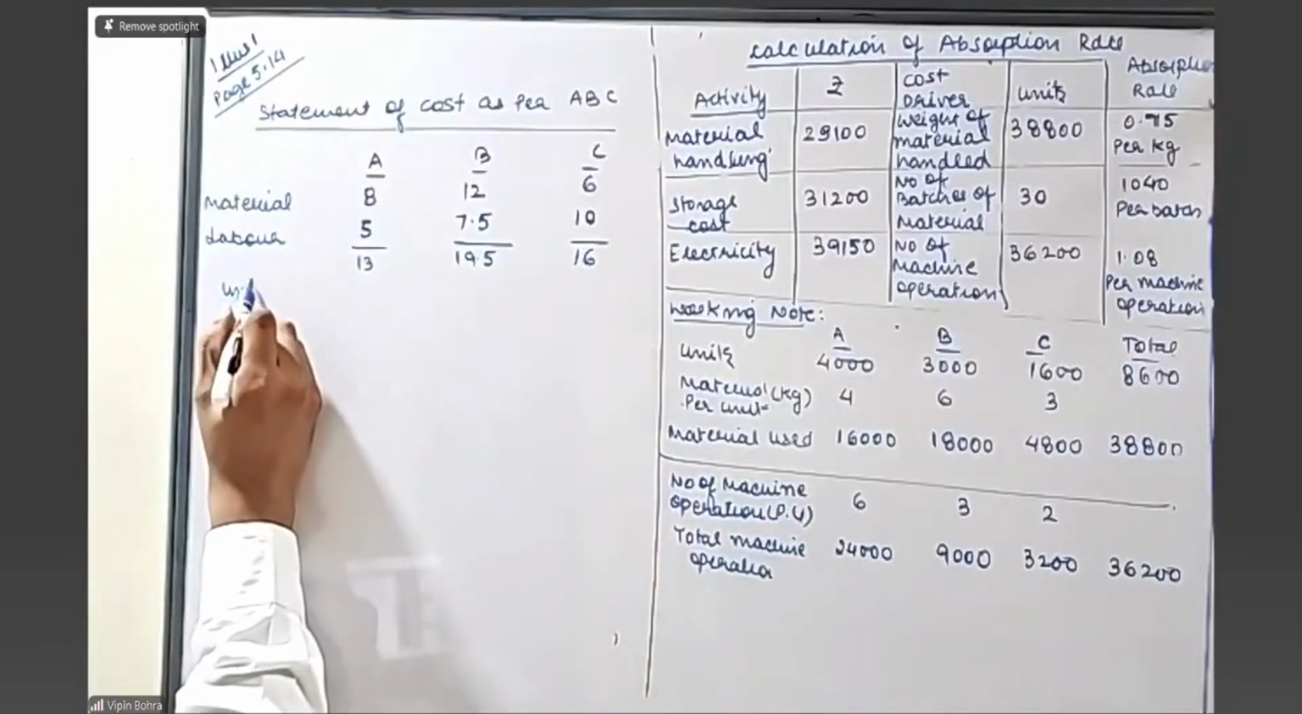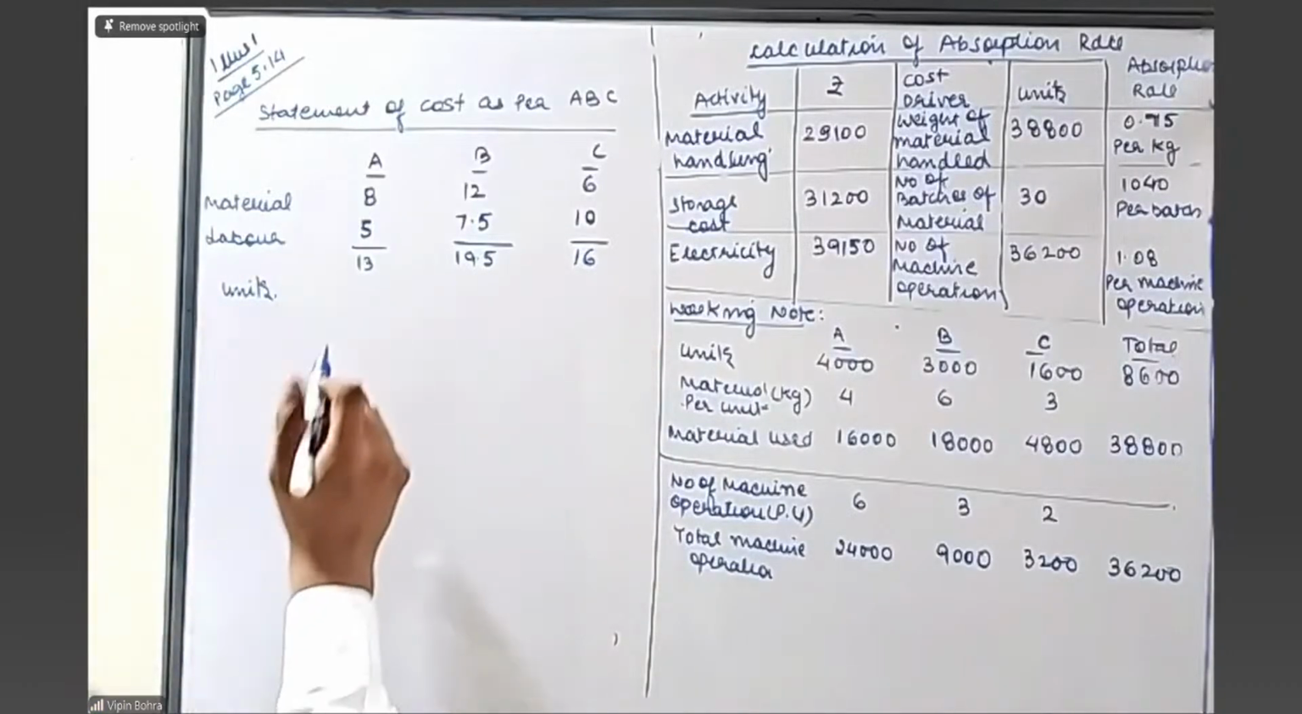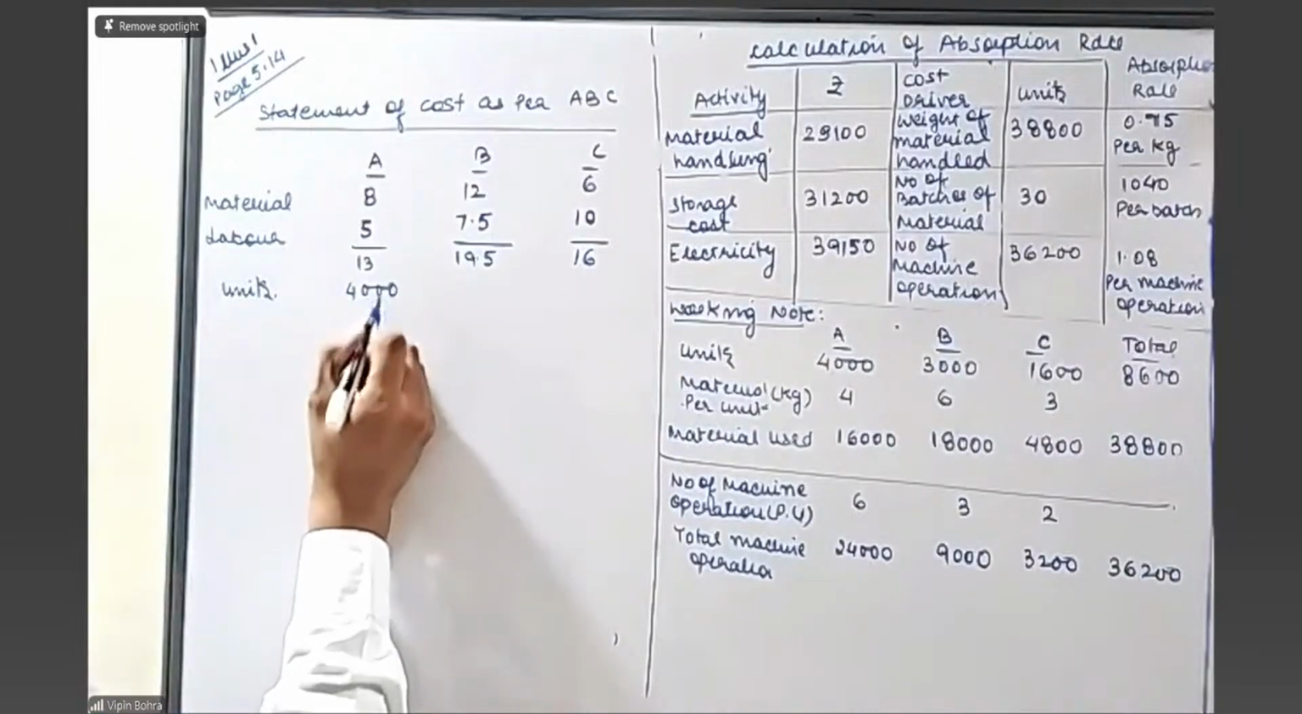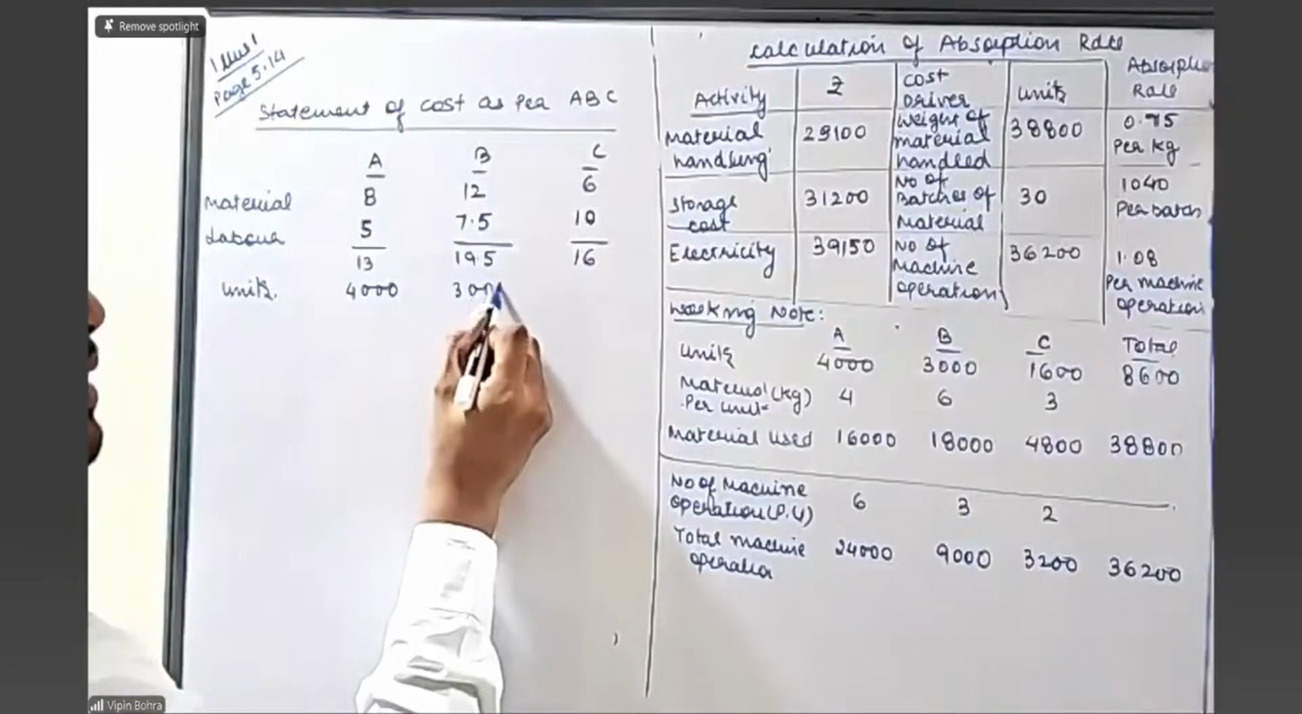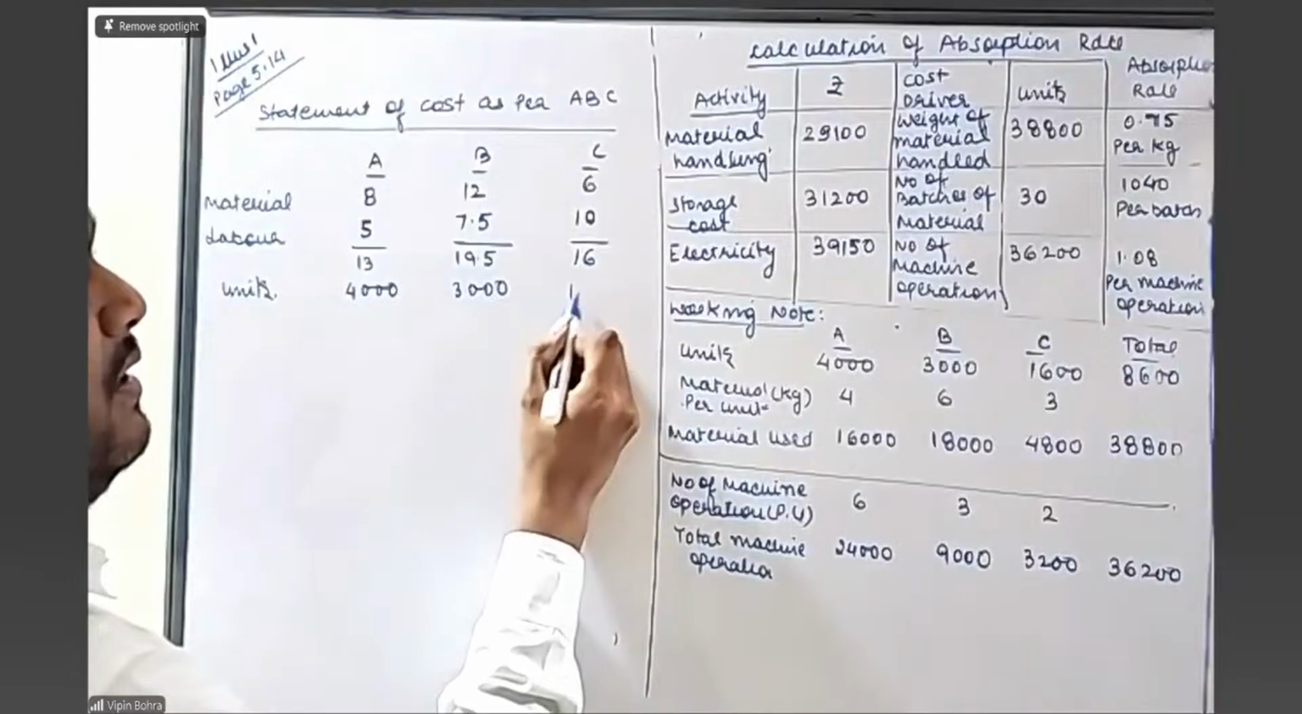We have the units also. How many units do we have? 4,000, 3,000, and 1,600.